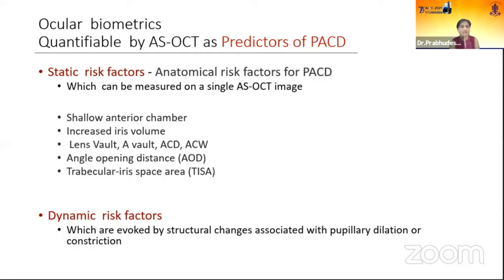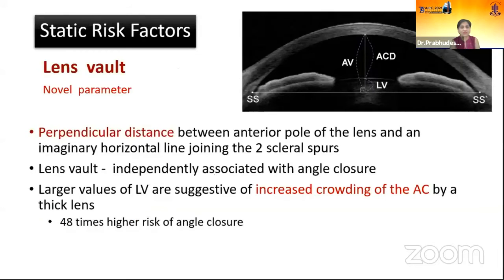So there are certain ocular biometrics which are quantifiable by ASOCT as predictors of primary angle closure disease. These can be static risk factors like shallow anterior chamber, increased iris volume, lens vault, anterior chamber depth, angle opening distance, and TISA. There are also dynamic risk factors which we are going to see in detail. So what is lens vault? This is a novel parameter, and this is the perpendicular distance between the anterior pole of the lens and an imaginary horizontal line joining the two scleral spurs.